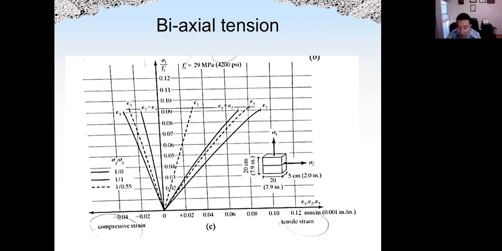Okay, but the peak strain, which means the strain level at the peak stress, will decrease when we increase sigma 2, when we increase the tensile stress in the horizontal direction. Okay, which means the concrete becomes more brittle. Okay.